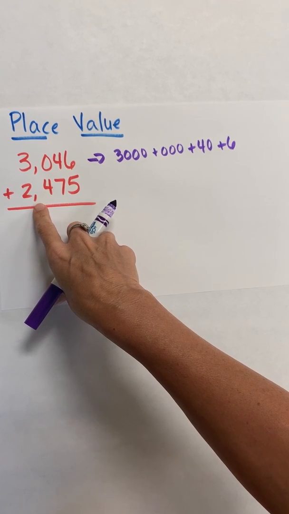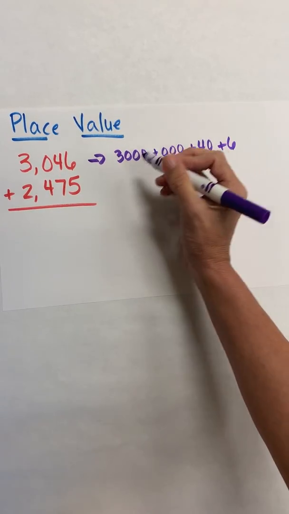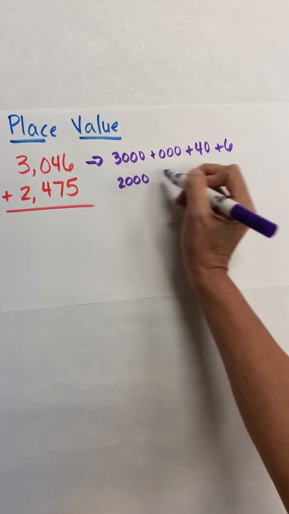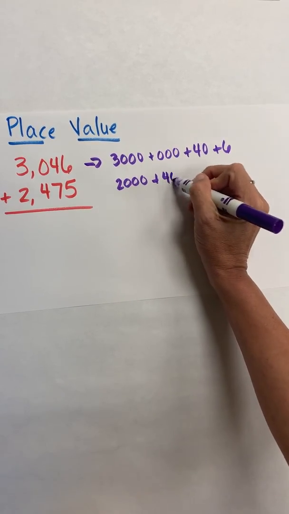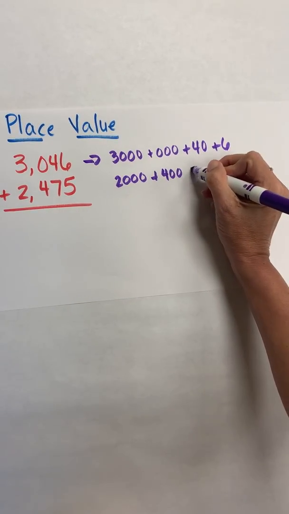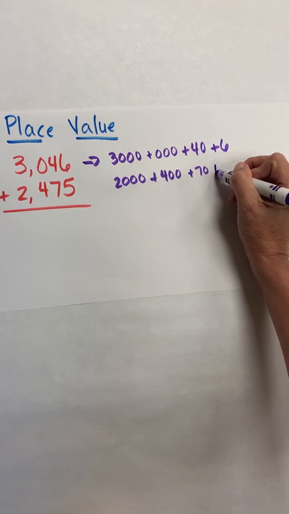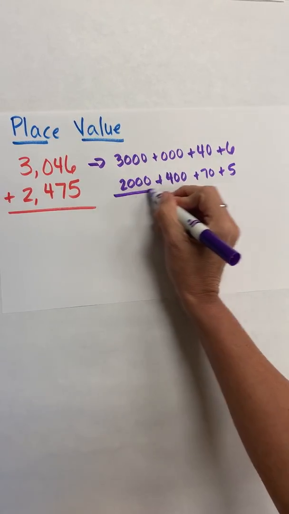I have 2,475. So the 2 is in the thousands place. It's worth 2,000. The 4 is in the hundreds. It's worth 400. 7 is worth 70. And the 5 is worth 5 because it's in the ones place.